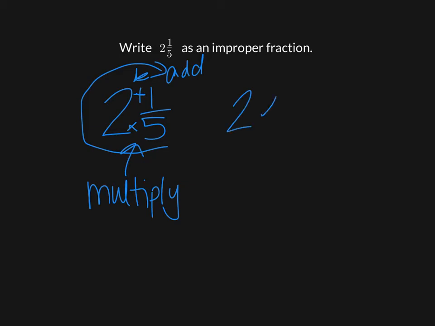So I have to do 2 times 5 plus 1. Okay, so multiply first. 10 plus 1 would be 11. And then on there I wrote the denominator does not change. So my denominator is going to stay the same.